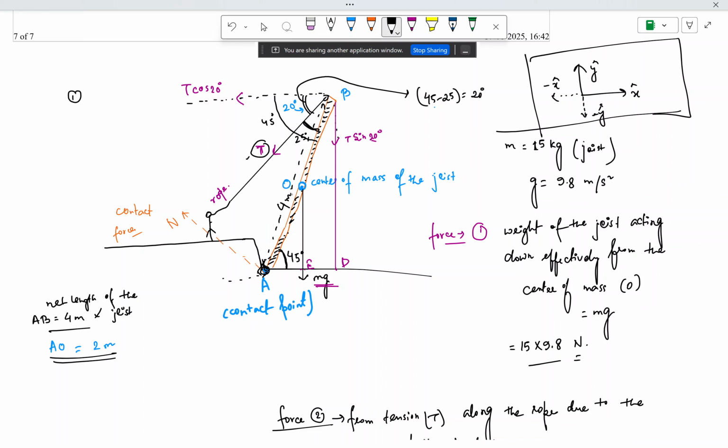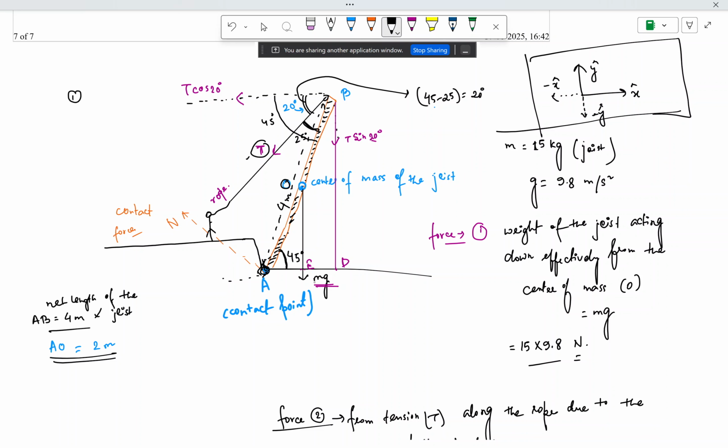And then this rod or joist had a mass, and there is the gravitational acceleration g, so it will have an effective weight m times g, acting from the center of mass of the joist, which is the midpoint of the joist. This midpoint we call O, and from the point O vertically downwards will be the effective weight, m times g.